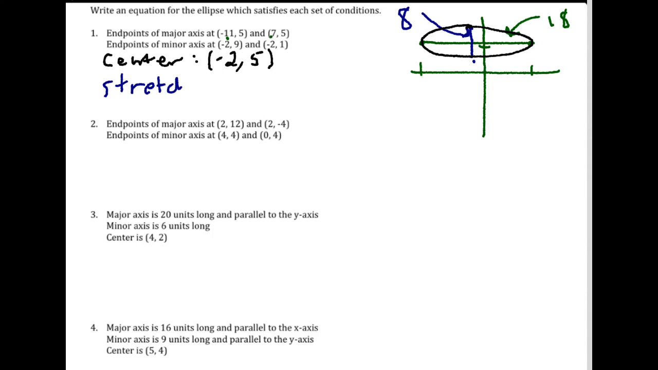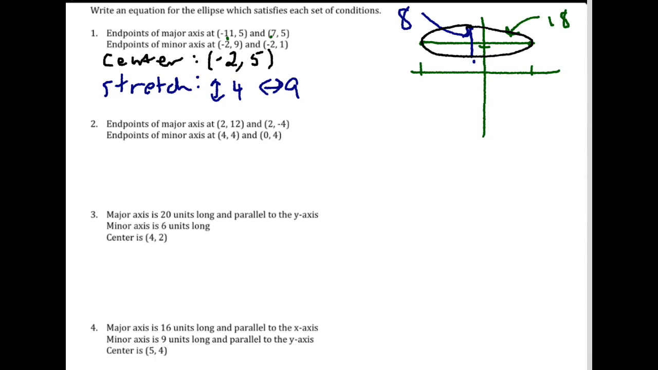Next we want to think about the stretches, which is going to help us figure out the terms that go below the x and y values. The stretch that we had, we went up and down. Now I know the length is 8, but we went up and down 4 from the center. And then we went left and right 9, half of 18. So that's going to help us get our values that are going to go down in our denominators.